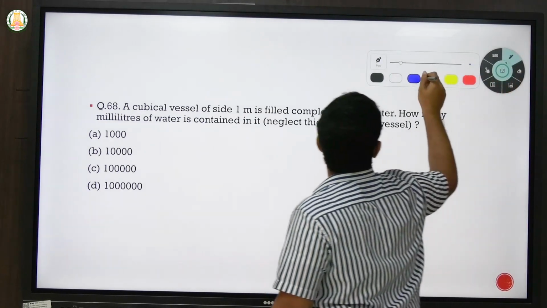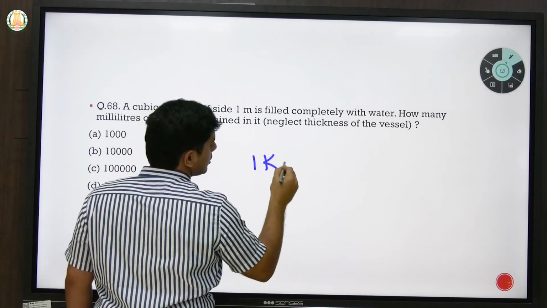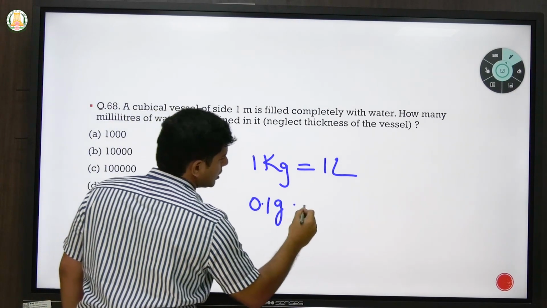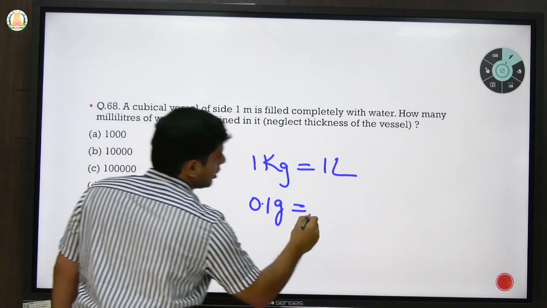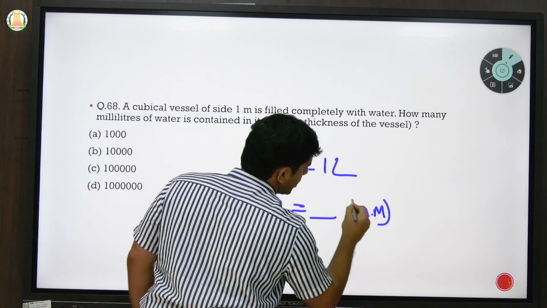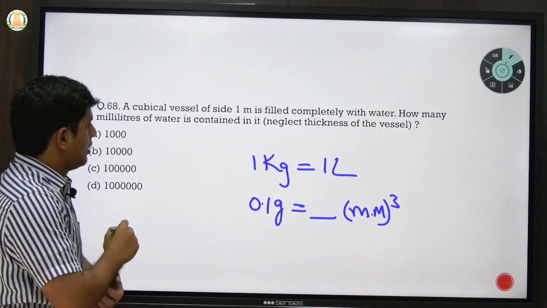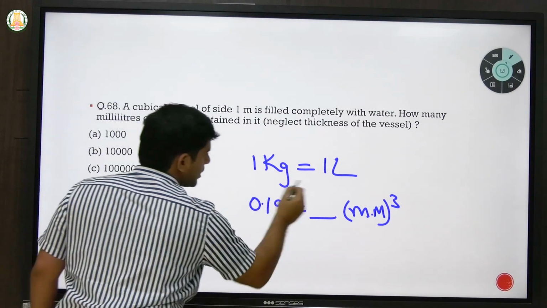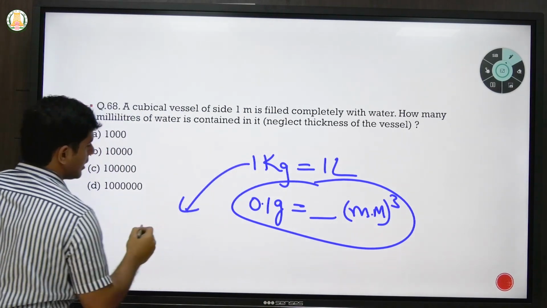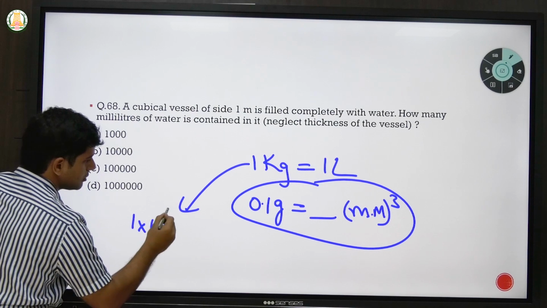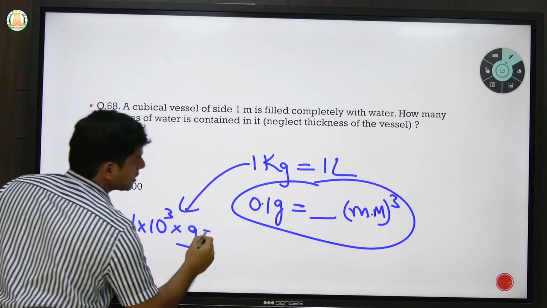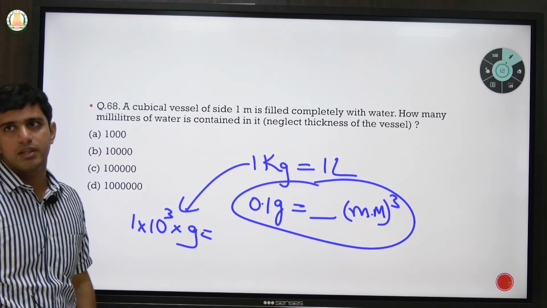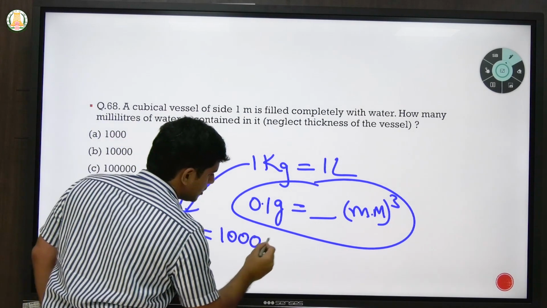Let's look. Okay, what you're saying, 1 kg is 1 liter. Then 0.1 gram is equal to how many cubic millimeters? So you can again go back in the same way. I'll tell you how. So now this is what they're asking. This question you can write as 1 into kilo, which is 10 cube, into grams is equal to 1 liter, which again you should know is 1000 cc. So that will be 1000 into centimeter cube.